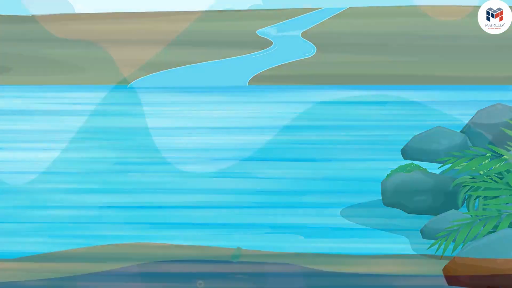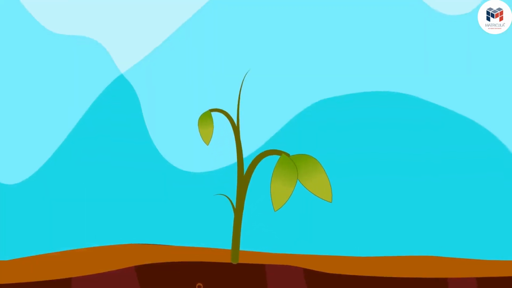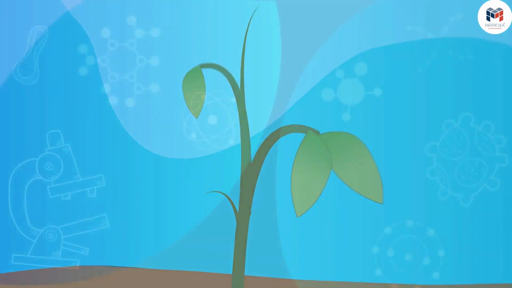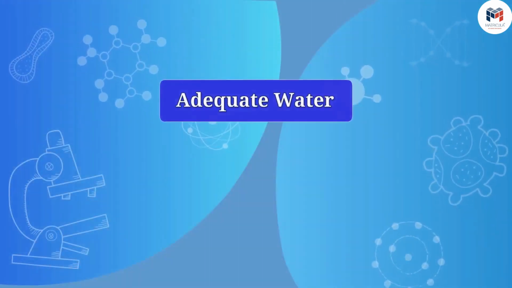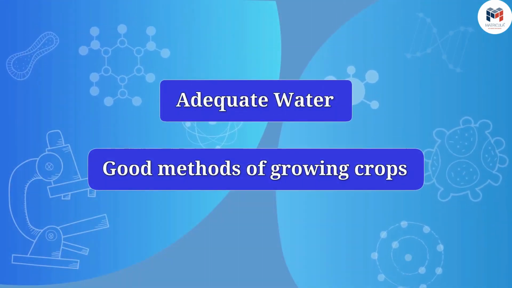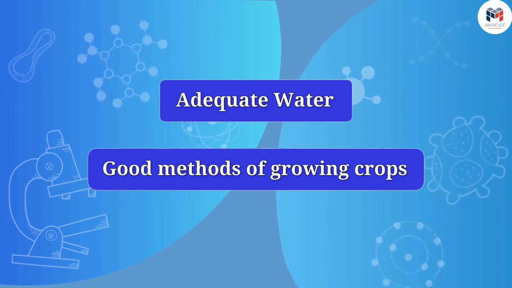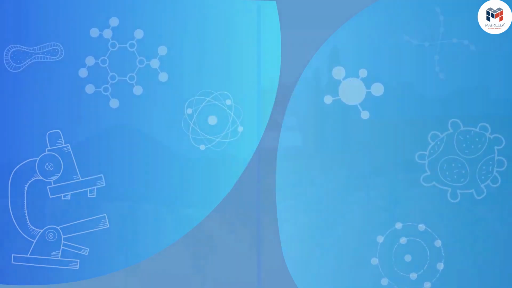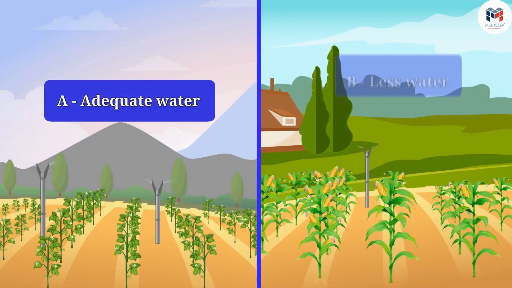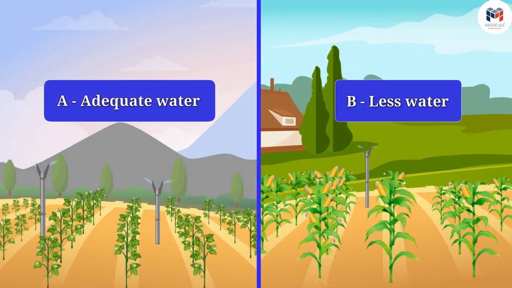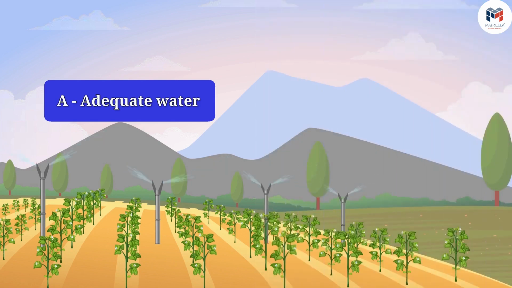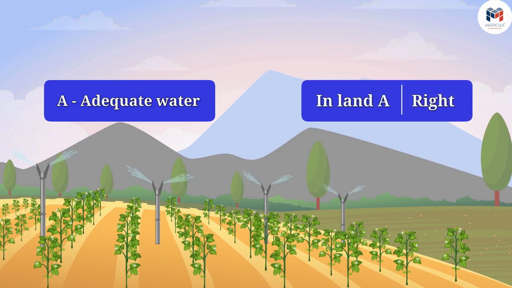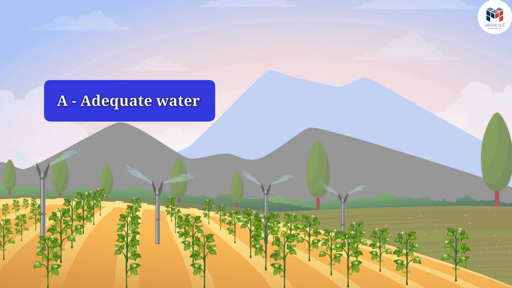Do you know what else plants need for their growth? Apart from nutrients, plants require adequate water and good methods of growing crops. But how? Let's understand. Friends, there are two lands, A and B here. Plants in land A are adequately watered, while in land B, plants are not adequately watered. In which land do you think plants will grow properly? Land A. Absolutely right.